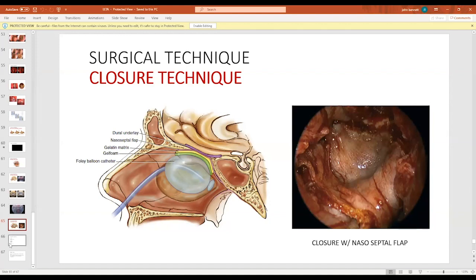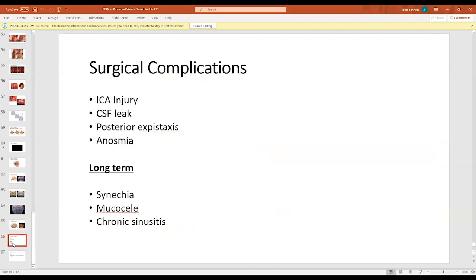Okay, next slide. So the complications you can have: ICA injuries if you go too laterally, if you don't look at the small piece of rostrum that you left. You can have CSF leaks, depending whether you go through the ethmoid bone, or you were doing your pituitary adenoma surgery and you open the diaphragm.